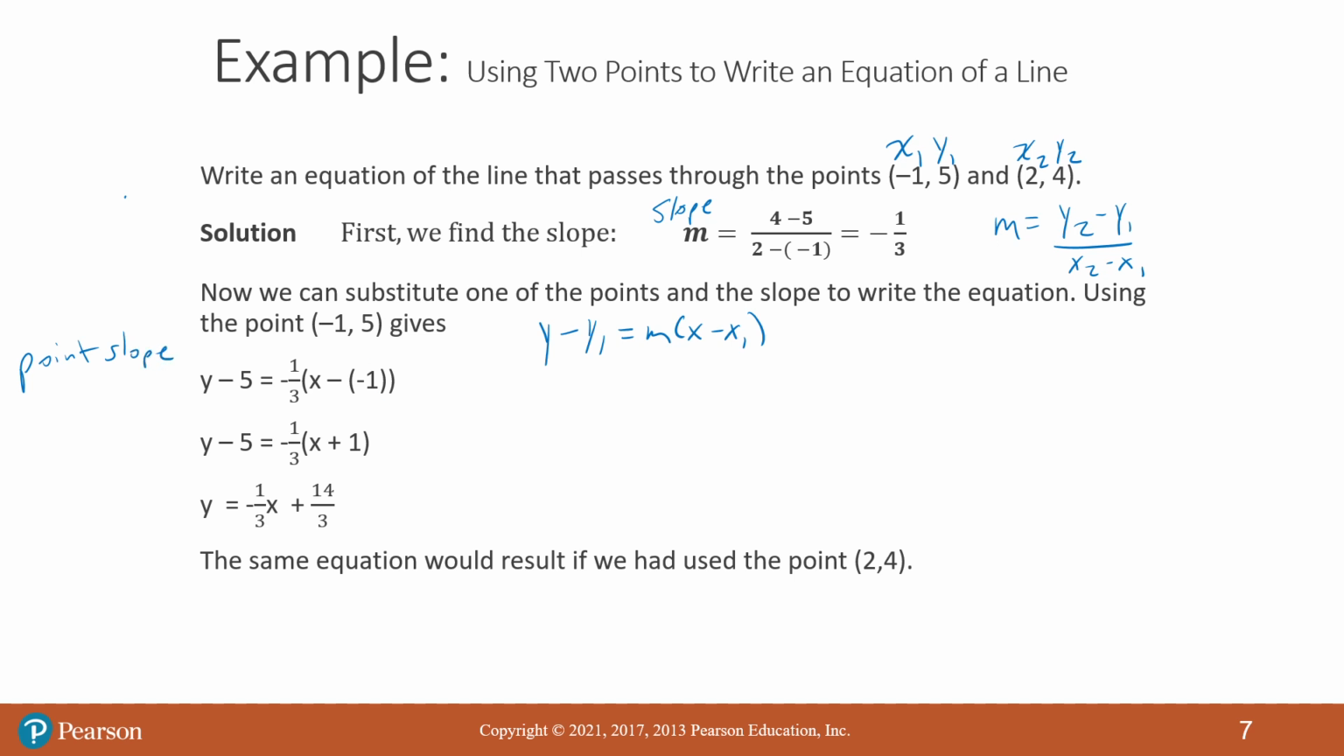Now let's simplify that down to slope intercept form. First thing I'm going to do is simplify this. Minus a -1 is the same thing as +1. That's all we did in that first step. In the second step, we're going to distribute the -1/3 to both these terms here. So we get y minus 5 equals -1/3 x minus 1/3. And then we're going to add 5 to the other side. And that's where they get y equals -1/3 x plus 14/3.